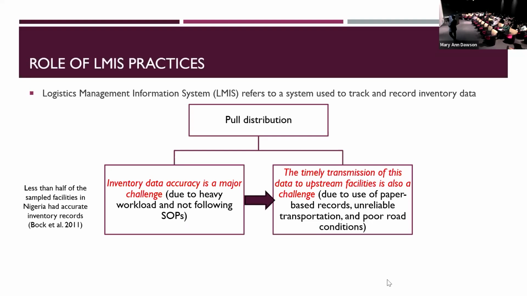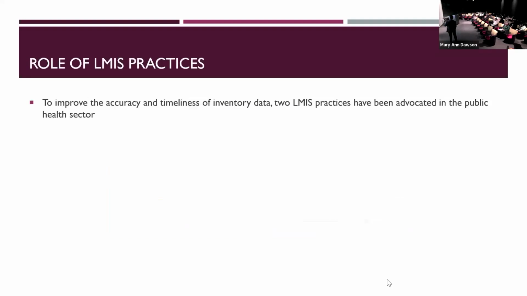The second problem is taking that data to the upstream facilities in a timely manner. That is also a challenge because they use paper-based records, roads are not great, and you don't have dedicated transportation vehicles, right? So there are multiple challenges when it comes to LMIS practices. To overcome these challenges, the public health sector advocates following two specific LMIS practices, to increase the accuracy and timeliness of data.